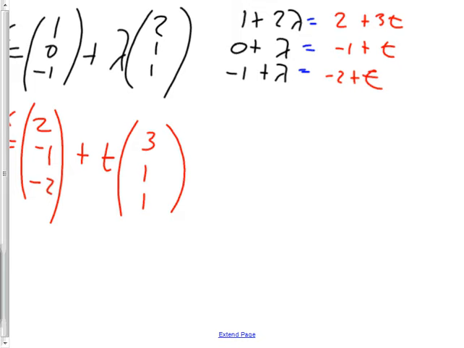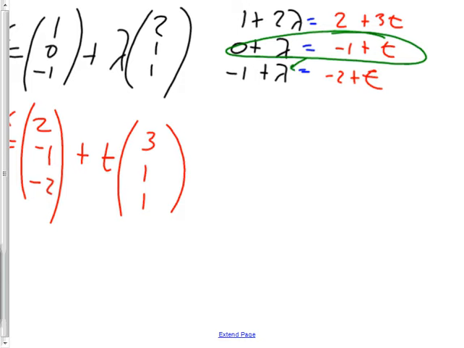Next step, just be observant. Which of these, the top one, the middle one, or the bottom one, is already easy to use? The middle one. It says lambda is negative 1 plus t. It's already solved for lambda. Sweet. If you stick that in the bottom one, you just get a true statement.